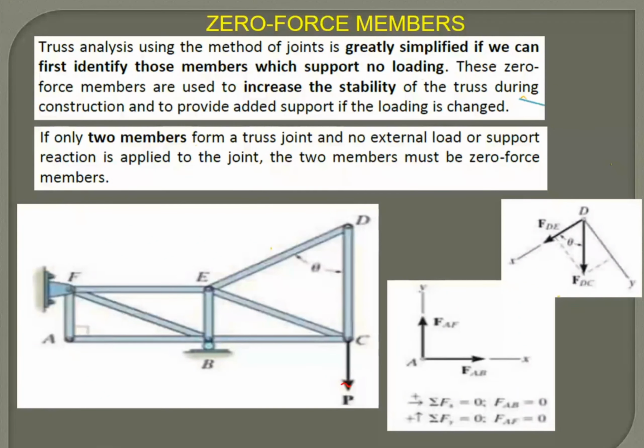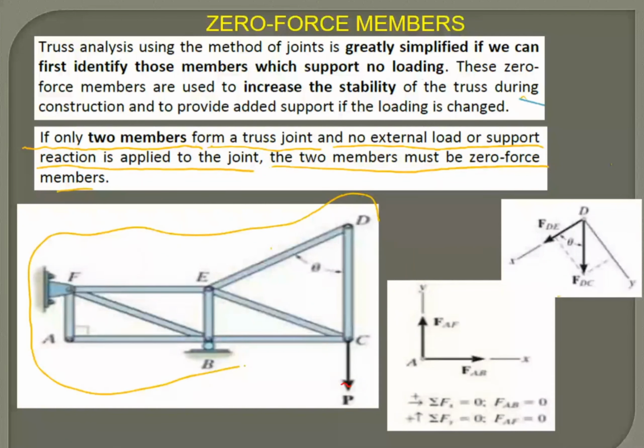It says here, if only 2 members form a truss joint and no external load or support reaction is applied to the joint, the 2 members must be zero force members. So in this structure, find me a joint which has got only 2 members, and on that joint there's no external force or there's no support. Let me look at this one.